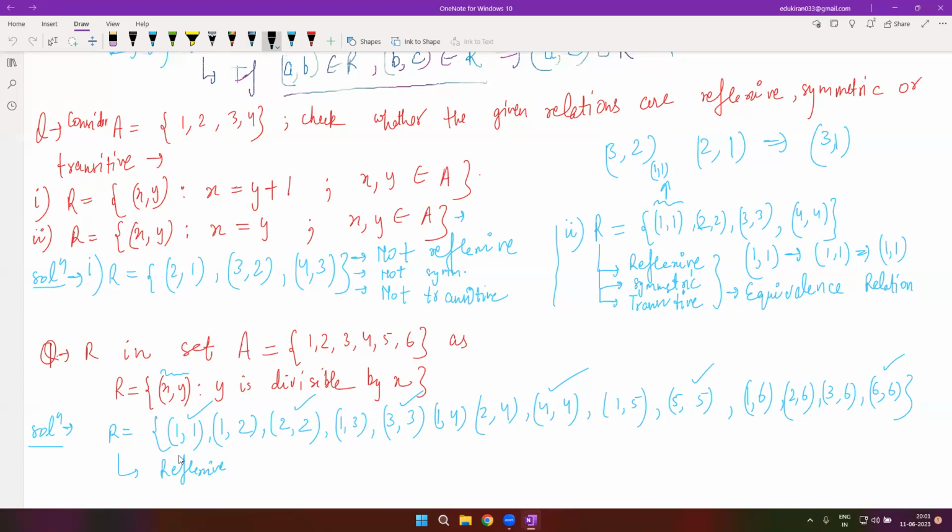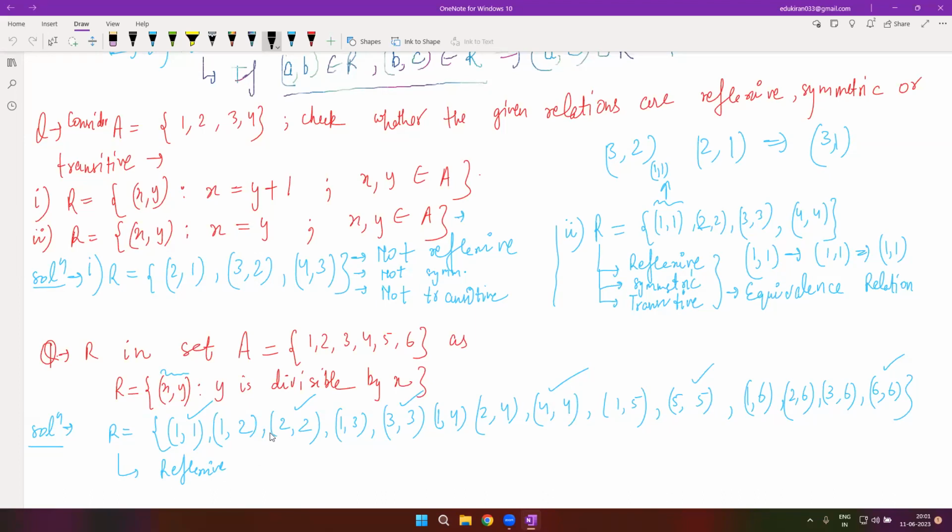They don't break any rule. You can just take them aside. Once you've got a relation reflexive, don't apply the transitive and symmetric rules on those reflexive pairs, meaning don't check (1, 1), (2, 2), (3, 3), (4, 4), (5, 5), (6, 6) with anything. Don't check them for symmetricity or transitivity because they are already symmetric and already transitive. These are the pairs in which both the elements are the same.